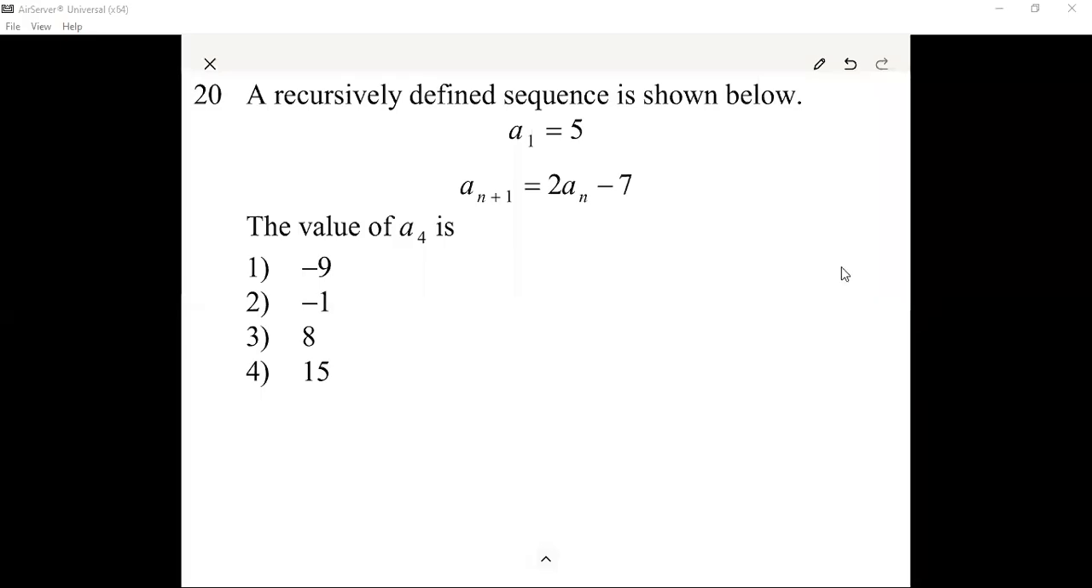Hey guys, this is Mr. H, and I wanted to go over question 20 from the Regents review packet. This is a recursive sequence. We did one question, I think it was number 2, that was also a recursive sequence.